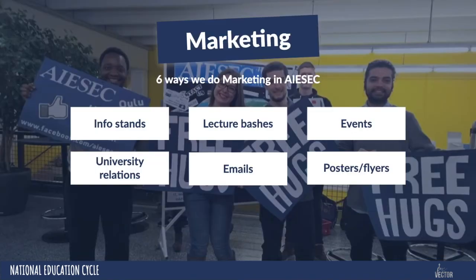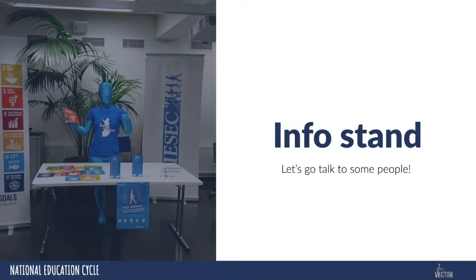We have 6 main ways of doing offline marketing in Isaac. Those are info stands, lecture bashes, events, university relations, emails, and posters and flyers. I'm going to go through them one by one and explain a little bit about how it works, what you should take into consideration, and how to actually make it an amazing opportunity for you to get the word out about our projects. So first, let's get to the info stand.